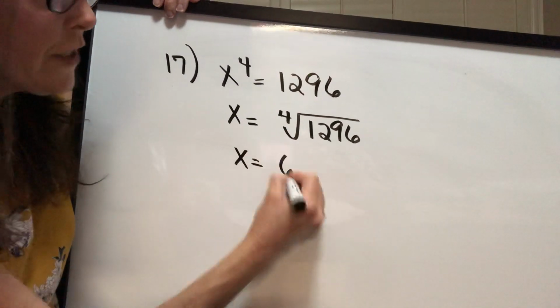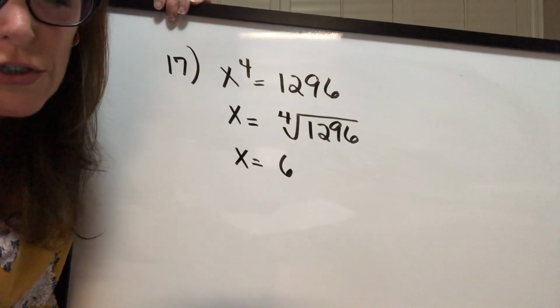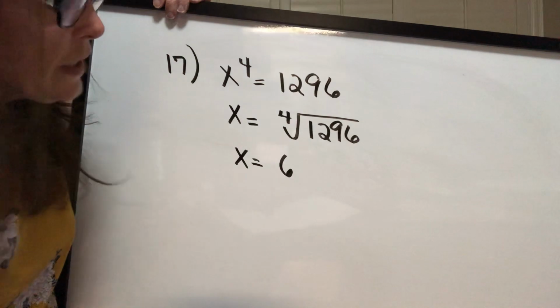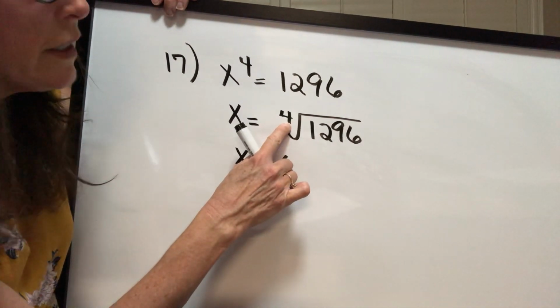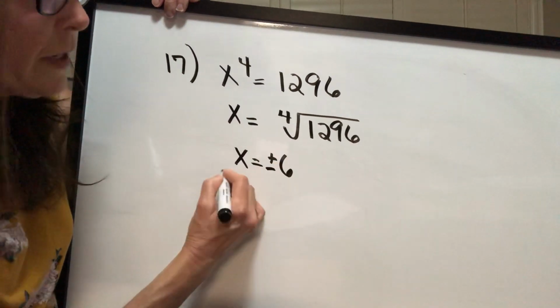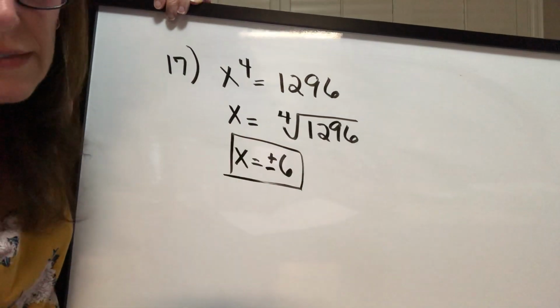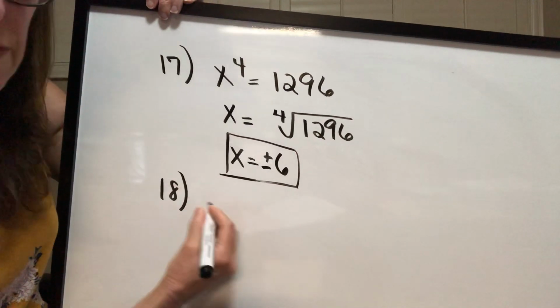Now if you look at the directions, they say find 2 real solutions of each equation. So the idea here is that because this is an even root, there would be 2 solutions. So rather than just 6, you're going to put plus or minus 6. That's the second solution. One's plus, one's minus. Okay, last problem and we'll be done for the day.